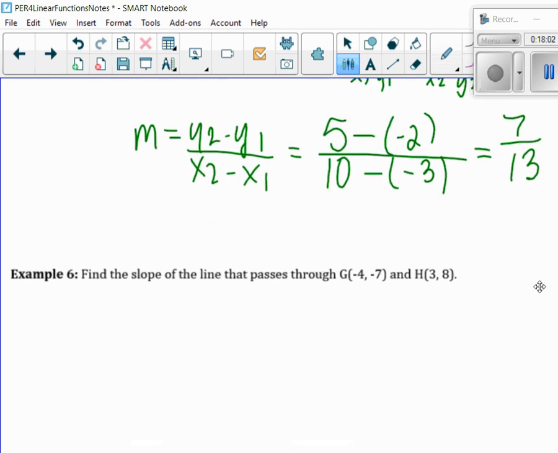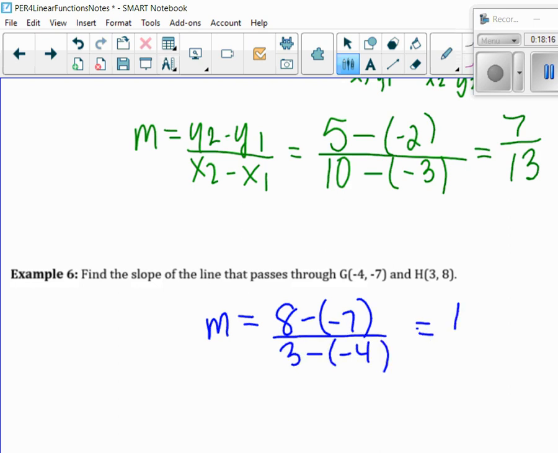Okay, so again, this would be 8 subtract negative 7 over 3 subtract negative 4. So you get 15 over 7. Is that what you got?